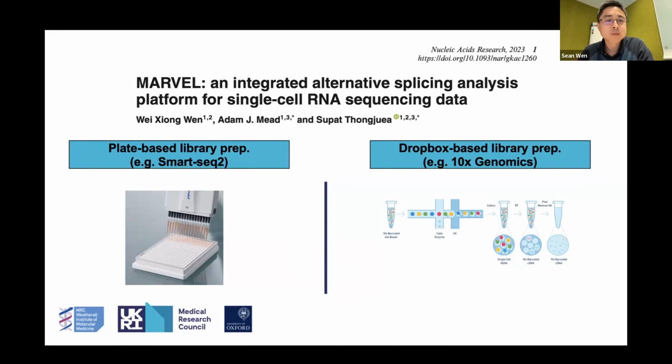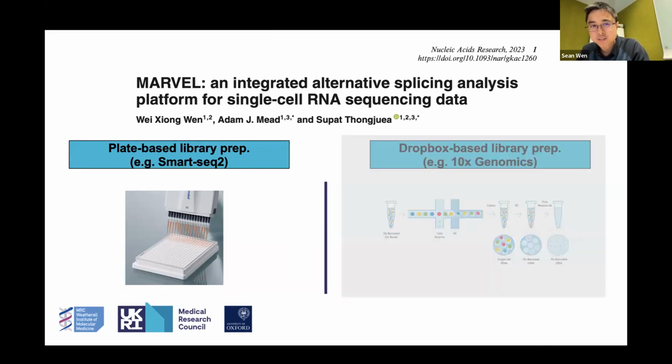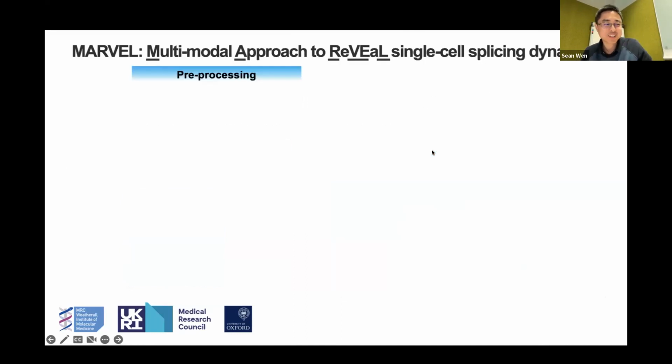In my presentation today, I'm going to show you the proof of principle of Marvel for RNA sequencing data generated from both plate and droplet-based platforms. We'll start with plate-based first, because plate-based arrived at the single-cell RNA scene before droplet-based did. Sorry, it shouldn't be Dropbox, it should be droplet. I must be thinking of Dropbox when I was preparing this presentation. Okay, so Marvel stands for multi-model approach to review single-cell splicing dynamics.